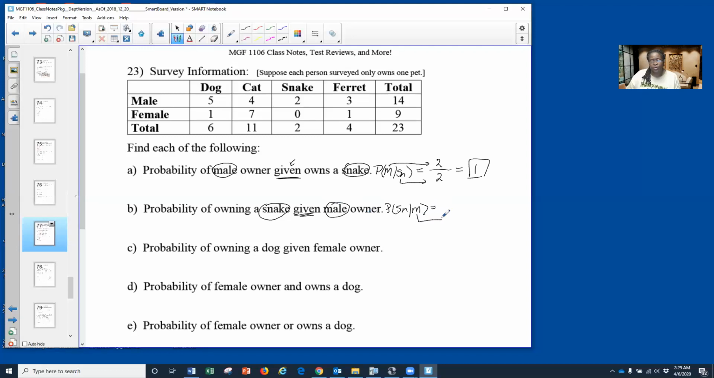So remember, it's my denominator, it's my numerator. So now I'm looking at the total number of males I have. Remember, you've got to look at the right column or row. So here's my males, the total number of males that I have, 14. That's my denominator. But out of these 14 males, how many of them own a snake? 2. And we could simplify. 2 goes into 14 7 times, so 1/7.